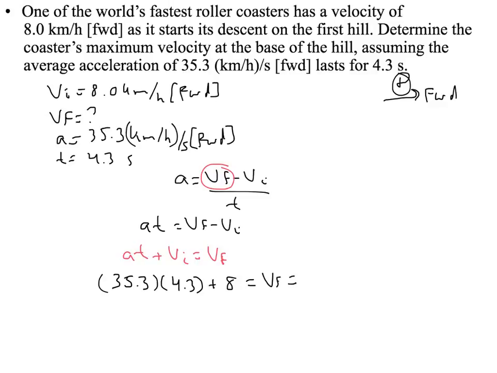Now when you do your calculations, VF comes out to 159.8 kilometers per hour. We need 2 sig digs in this question because of the 8 over here. So our answer becomes 160 kilometers per hour forward.